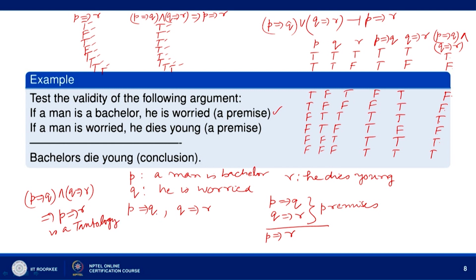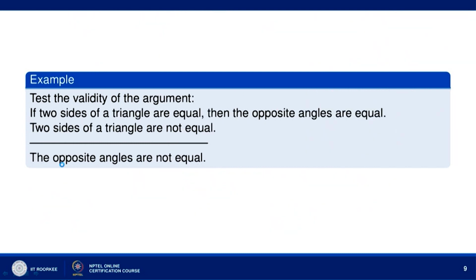So, the conclusion is bachelors die young. Now, let us take another example. If two sides of a triangle are equal, then the opposite angles are equal. Two sides of a triangle are not equal, the conclusion is the opposite angles are not equal.